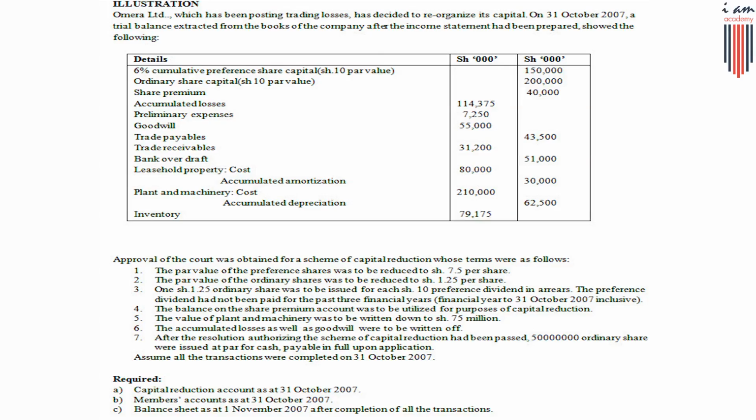Now, friends, we have been told from additional information number 3 that these dividends in arrears that we have determined of 27 million will be paid. But they are not going to pay them in cash. They are going to issue shares to the preference shareholders for the dividends in arrears. On what basis? The basis is 1 share for every 10 shillings of dividends in arrears.